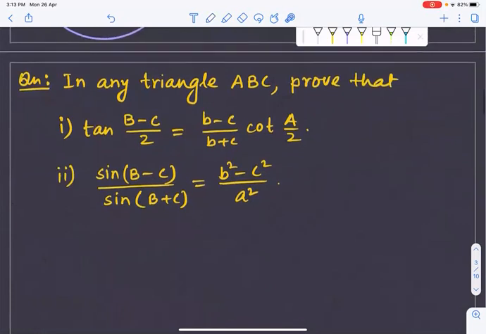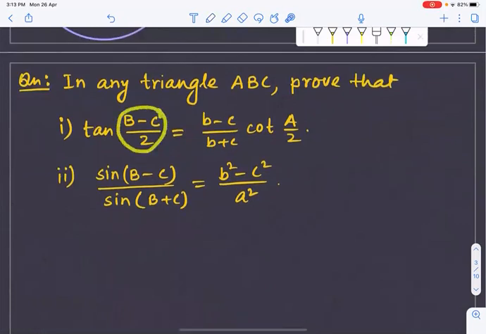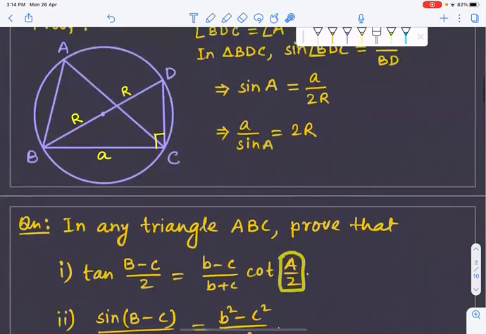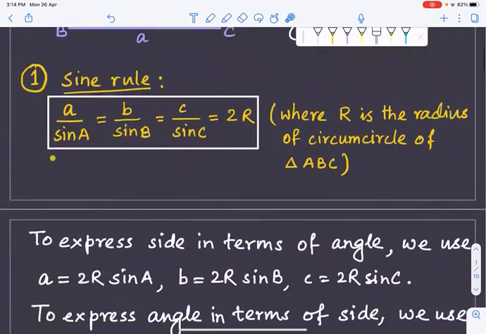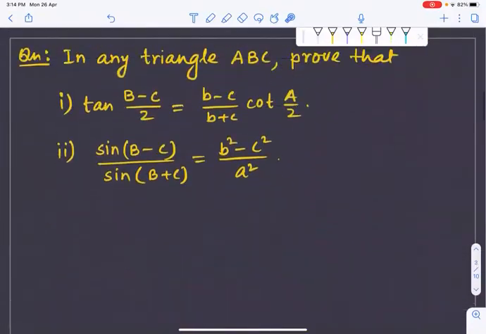So in this first one, we have this type of angle, (B minus C) by 2. Tan is there. I don't know what to do with this. Cot A by 2. I don't have any idea about how to get half angles so far, because I have got only one result, where I have angles A, B, C and sides a, b, c. So what we do is we start from this side length expression, (b minus c) by (b plus c). You start from this and see what we get.